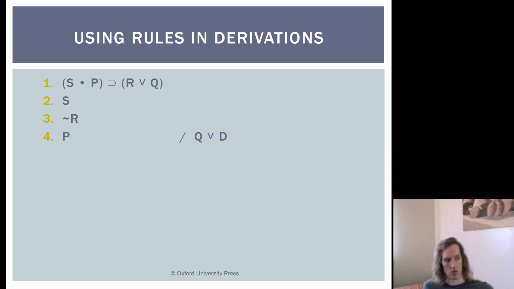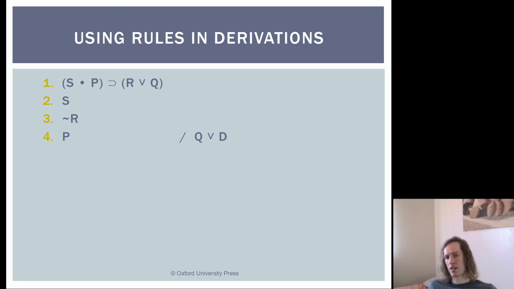All right, let's do another example. So here we have 4 lines in our initial argument. The first premise is if S and P, then R or Q. Our second premise is S. Our third premise is not R. Our fourth premise is P. And our conclusion is Q or D.